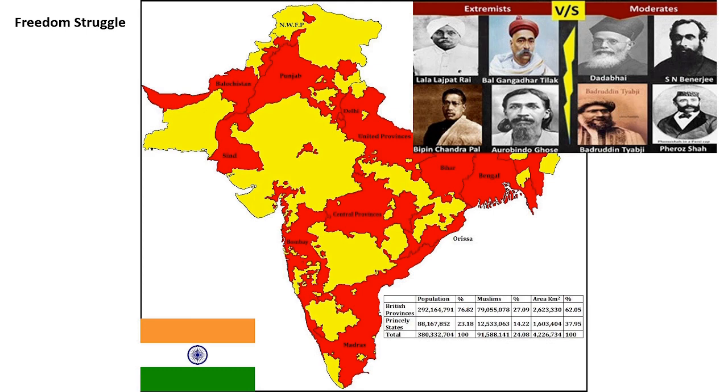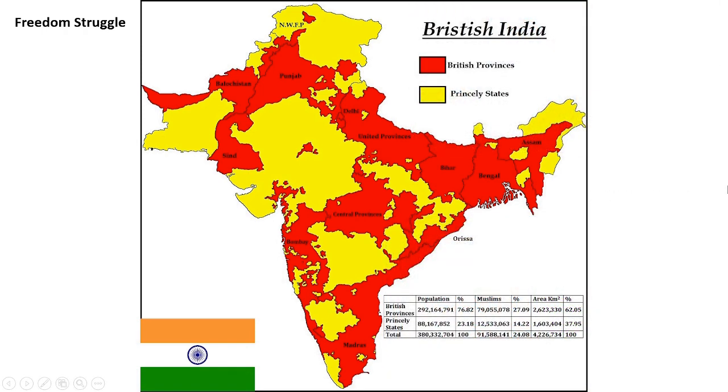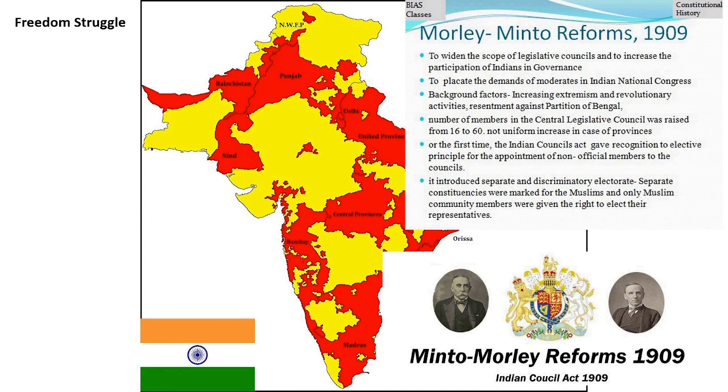The demand of the extremist group was nothing but complete independence. At the same time, Lala Hardayal started a campaign in the United States against the British rule in India. He formed the Ghadar Party in 1913 at San Francisco, United States. There was a continued demand to include more Indians in the cabinet. Thus, the British government passed the Indian Councils Act 1909, popularly known as the Minto-Morley Reforms 1909. According to these reforms, more Indians were included in the cabinet.